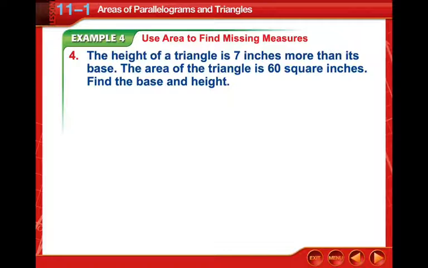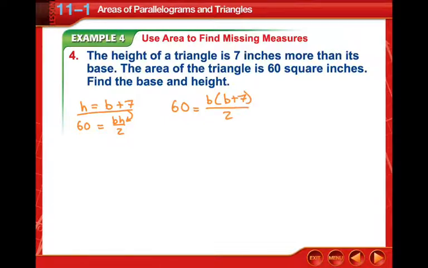So we know that the height is 7 inches more. So that means if we take the height and we set it equal to the base plus 7, that's a true statement, right? If we add 7 inches to the base, it's now equal to the height. And now our area is 60, and that's equal to base times height divided by 2. So now what we want to do is take this height formula and plug it in for the height in our area formula. So that's going to be 60 equal to base times base plus 7 divided by 2.